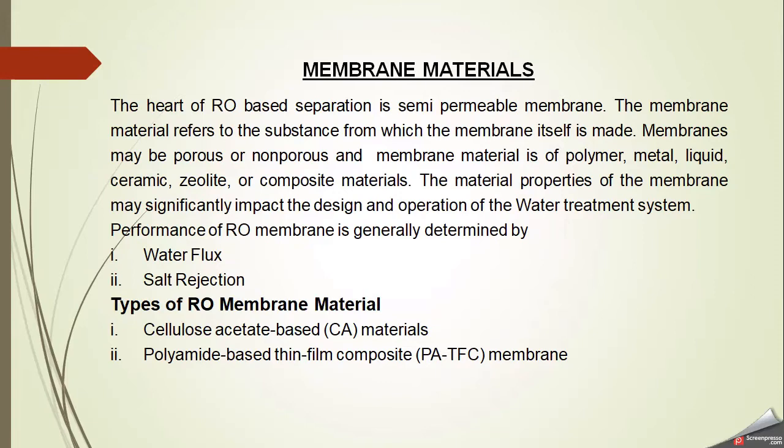Basically there are different types of membrane materials available in the market, and continuous development is going on in the synthesis of membrane materials. But at this stage, two famous types of materials are historically available in the market. First is cellulose acetate based material, abbreviated as CA material, and second is polyamide based thin film composite membrane. These composite membranes are relatively the latest, and a polyamide based membrane material was initially started in the 1970s.